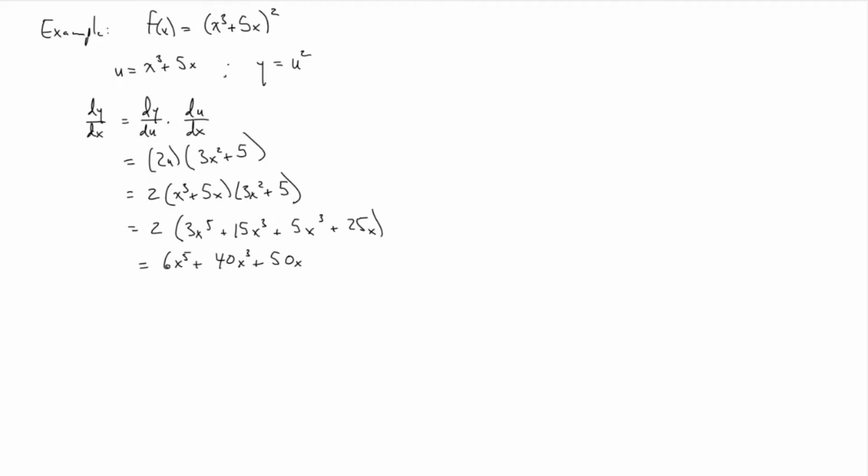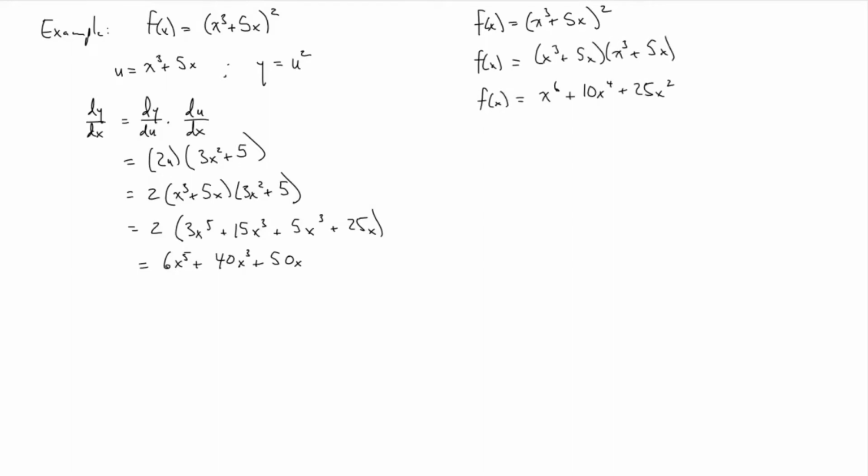And one reason it's worth doing that is because we can check our answer in this case. We started with f of x equals (x cubed plus 5x) squared, which if you expand it, you get x to the 6th plus 10x to the 4th plus 25x squared. And now we can just take the derivative like we would with any polynomial, and we get that the derivative is 6x to the 5th plus 40x cubed plus 50x, just like we saw it was when we did it by the chain rule.